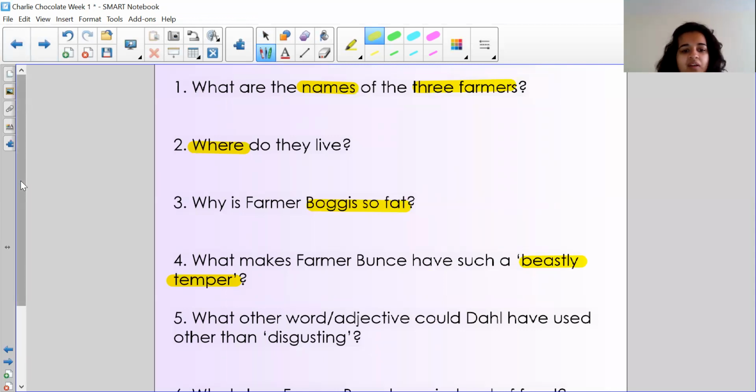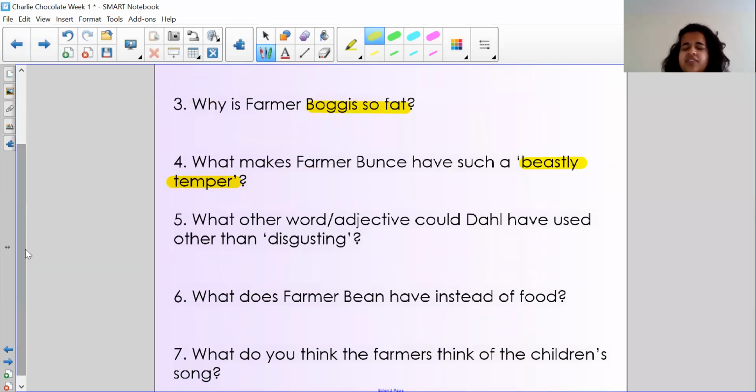Okay, now this is one that you kind of have to do by yourself. What other adjective or word could Dahl, that's the author, have used other than disgusting? So think of another word other than disgusting. Okay, he mashed it into disgusting paste. What other word can you think of besides disgusting?